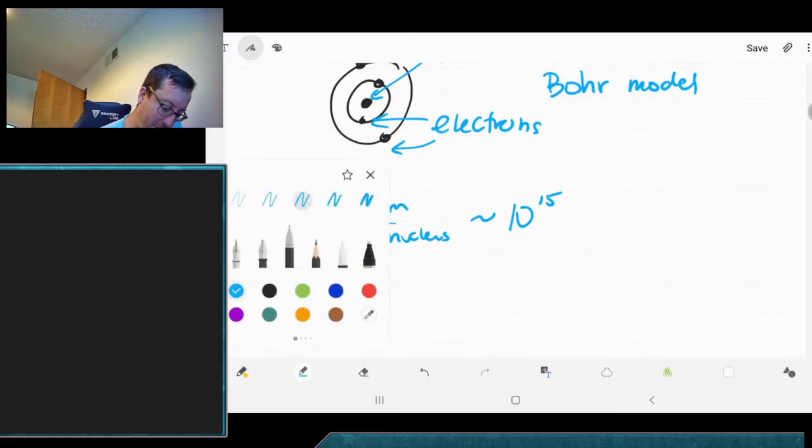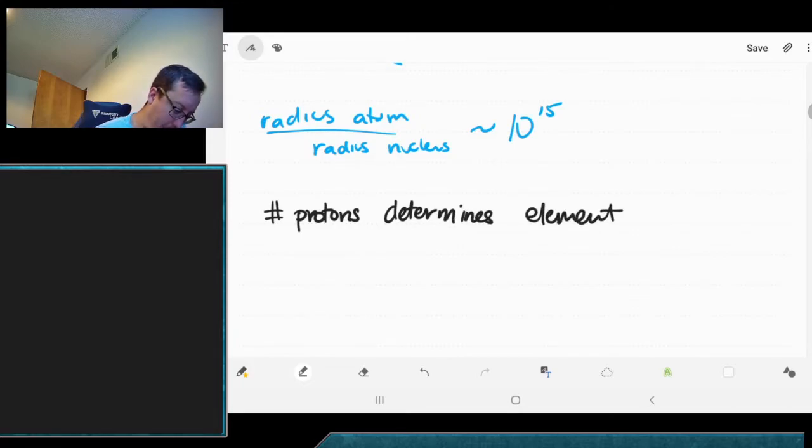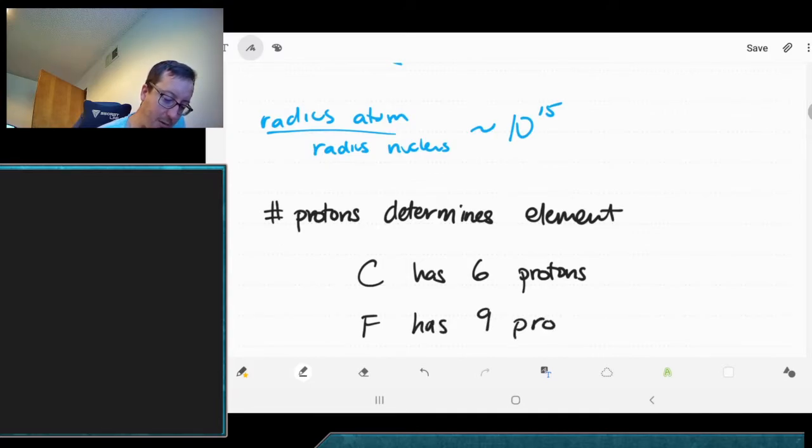So a couple things we talk about with atoms. We know that the number of protons determines the element. So for example, carbon has 6 protons. All carbon atoms do. All fluorine atoms have 9 protons each. This is called the atomic number.